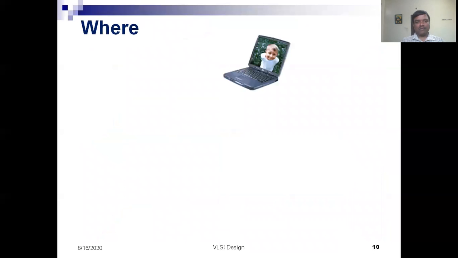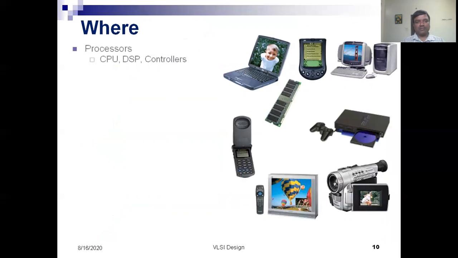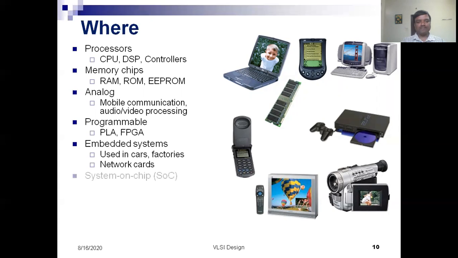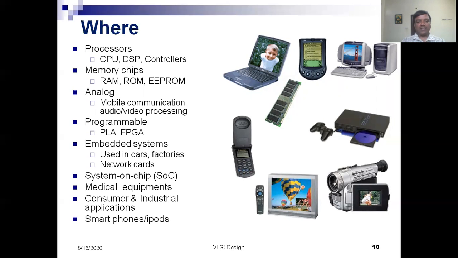Next, what are the various applications where VLSI is used? These are the examples: processors, CPU, DSP controllers, various processors, memory chips like RAM, ROM, EEPROM, analog mobile communications, programmable logic devices like FPGA, field programmable gate arrays, embedded systems used in cars and factories, system on chips, medical equipment, consumer and industrial applications, and smartphones.